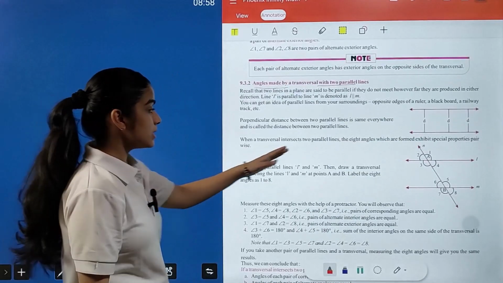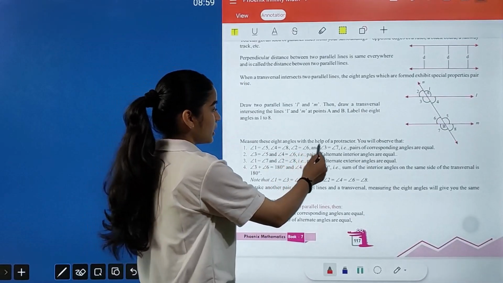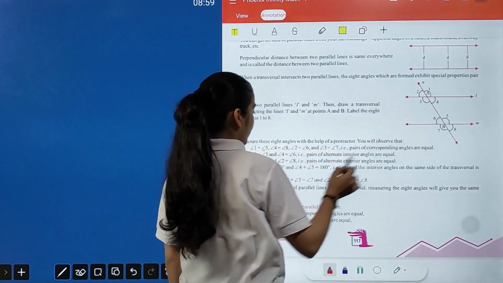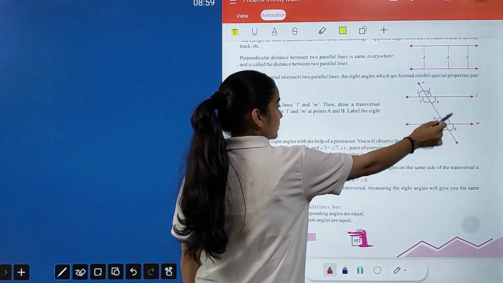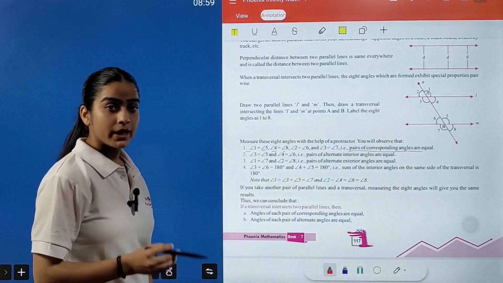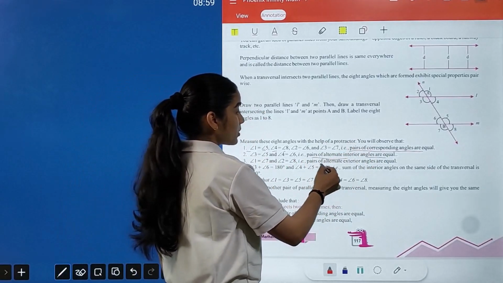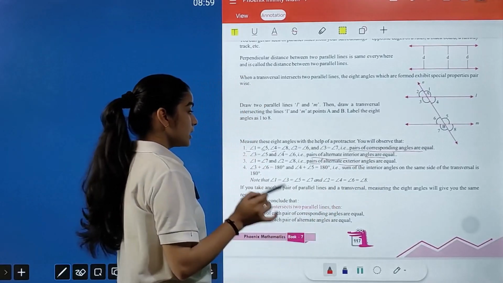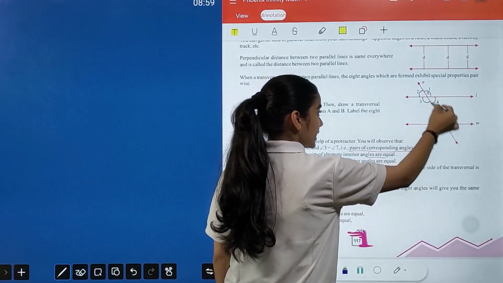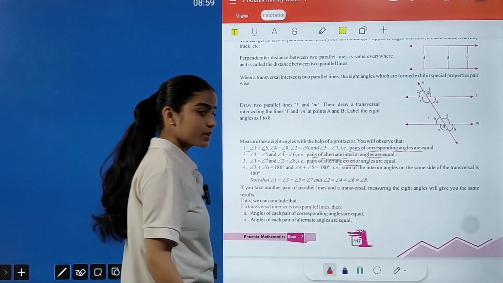So when a transversal line crosses two parallel lines, we measure these 8 angles with the help of a protractor. You will observe that angle 1 is equal to angle 5, corresponding angles. Angle 4 is equal to 8, corresponding angles. Okay? So first of all, pairs of corresponding angles are equal to each other. Second, pairs of alternate interior angles are equal to each other. Pairs of alternate exterior angles are equal to each other. The sum of the interior angles on the same side, for example angle 4 and angle 3, and angle 6, both are on the same side, so their sum is always equal to 180 degrees.